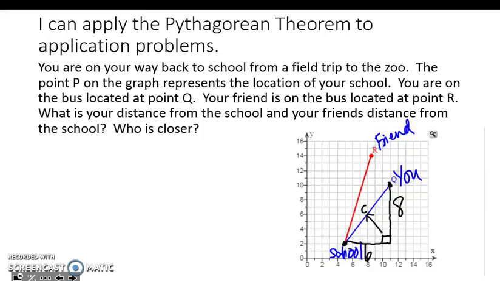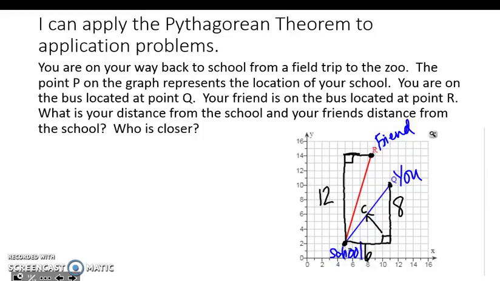Okay. The next question asks, what is your friend's distance? So R represents your friend, okay? And this is where the school is. So you're going to form another right triangle, and here's your right angle. So you're going to count that 1, 2, 3, 4, 5, 6, 7, 8, 9, 10, 11, 12 along the side.